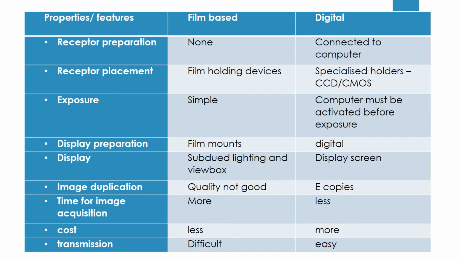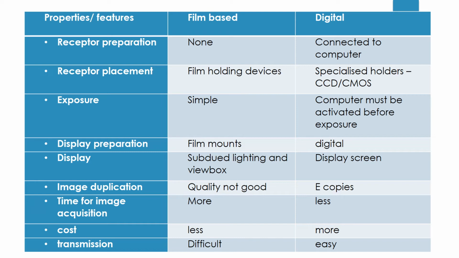The time for image acquisition for a film-based radiograph is more because it has to be exposed, processed, dried, and then only can you view the film. For the digital image, for CCD and CMOS, it's virtually just 10 seconds. For PSP, you add another 10 seconds for the scanning process to happen.